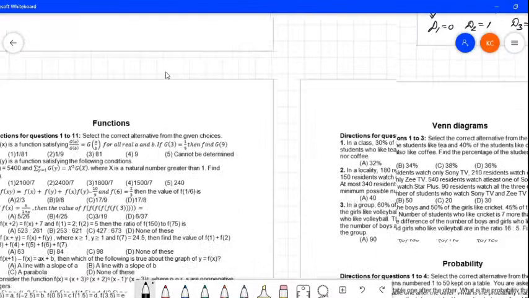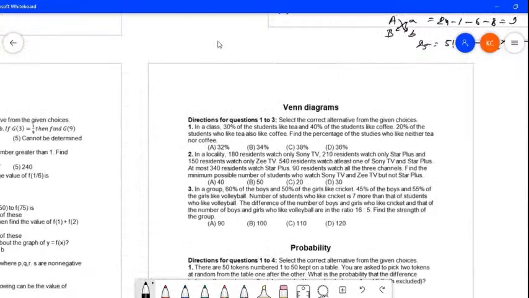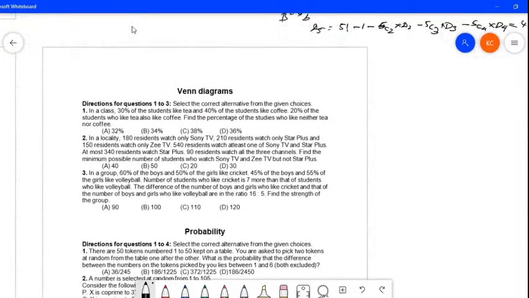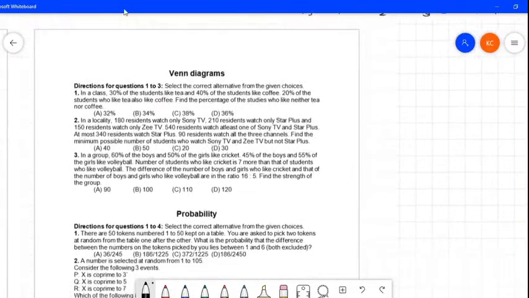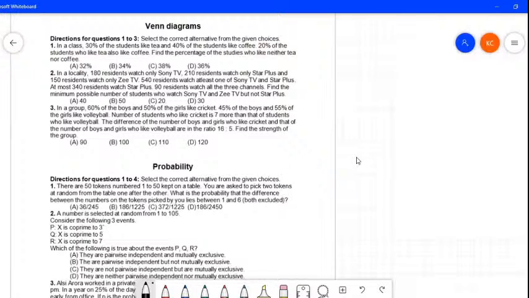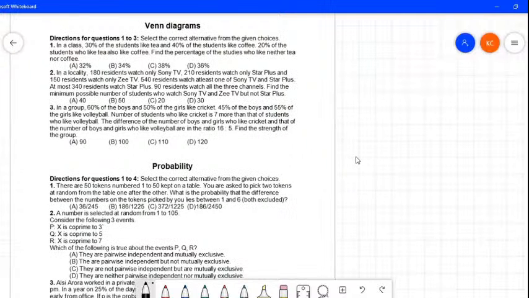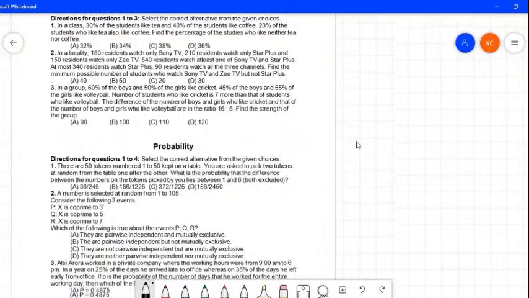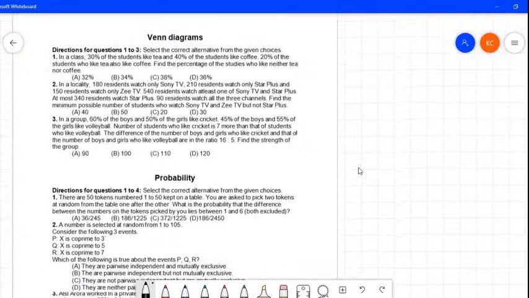Okay. Functions में जाने से पहले I would like you to solve Venn diagram and probability. Okay, Venn diagram questions I would like to discuss in detail. So everyone Venn diagram को अच्छे से पढ़ लो. इसके जो questions हैं, Venn diagram and probability. I'll give you 5 minutes to read those questions and then we'll discuss.